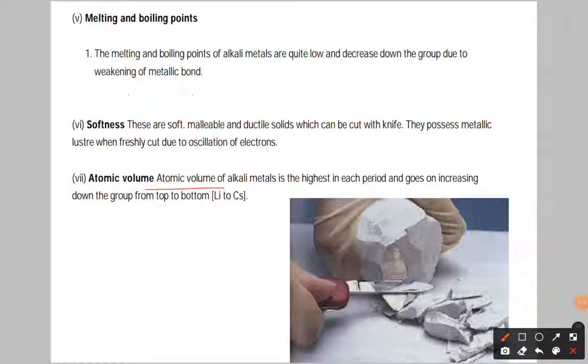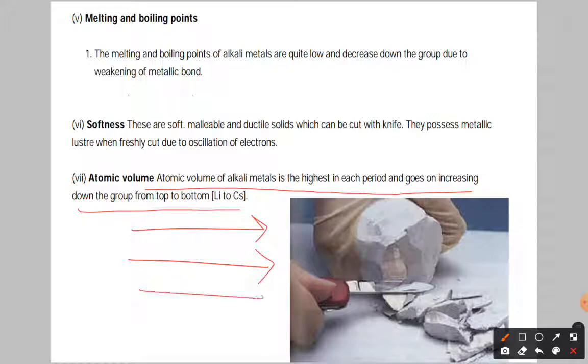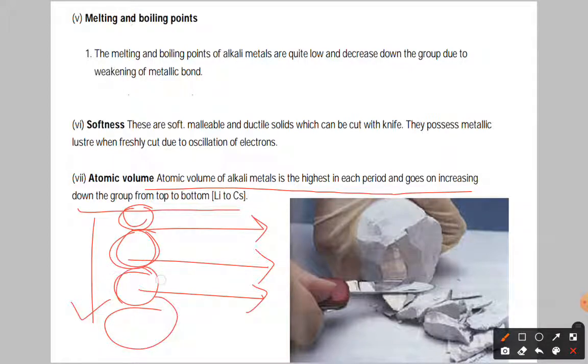Atomic volume of alkali metal is highest in each period and goes on increasing down the group from top to bottom. Here if you see the atomic volume, as you know very well, from left to right in the periodic table, their size decreases. So in each period the atomic volume is more for the first group elements. Now from top to bottom, as you know very well, the size of the atom increases, so the volume also increases.